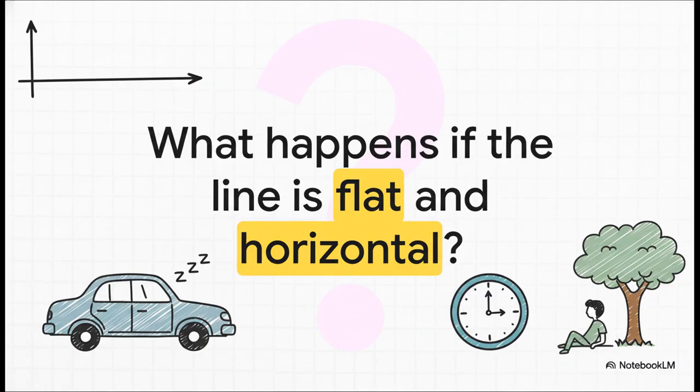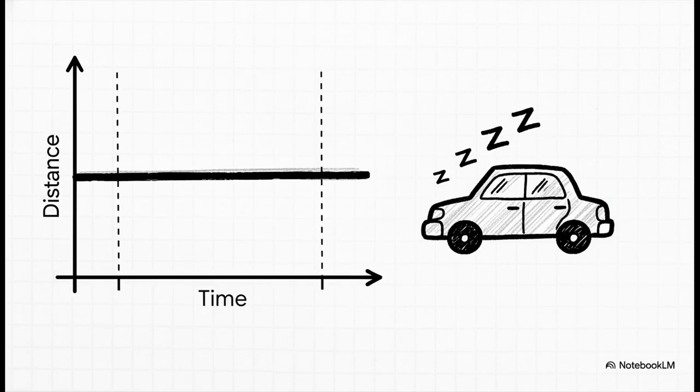We've seen a sloping line for a moving object, but what if the line on the graph is not sloping at all? What if it's completely flat, a horizontal line? What kind of motion, or non-motion, is that telling us about? Well, if the line is horizontal, look at what's happening. Time is passing. The value on the x-axis is increasing, but the distance on the y-axis is not changing at all. If the distance is not changing, what does that mean? It means the object is not moving. It is stationary or at rest, so its speed is zero.